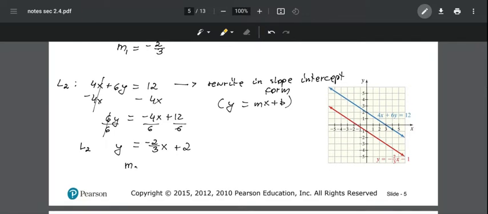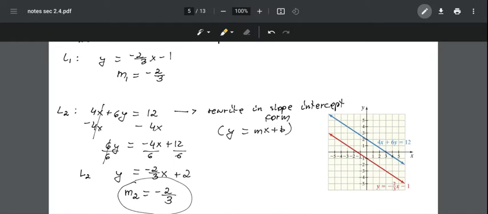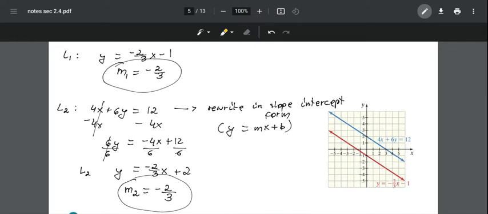So to get the slope, it's the coefficient in front of x. So the slope of line 2 is negative 2 over 3. The slope of line 1 is also negative 2 over 3. So we just showed that those two straight lines are parallel to each other. Since m1 is the same as m2, the lines are parallel.